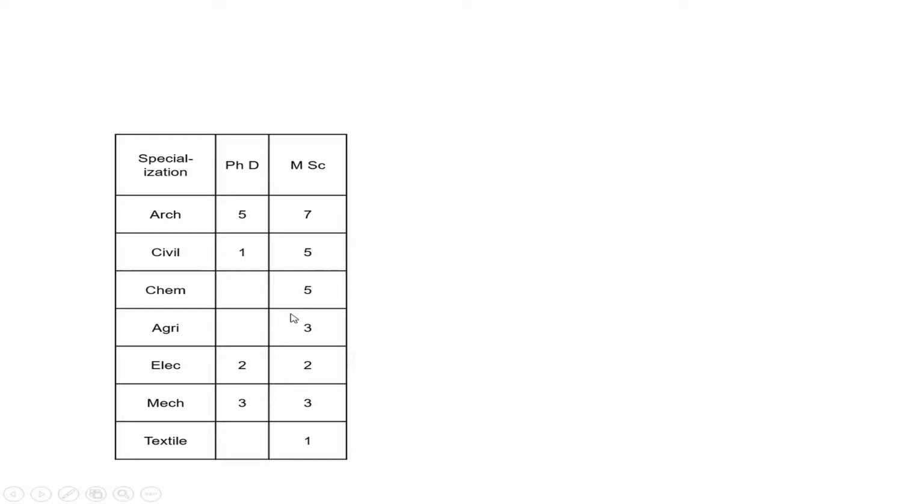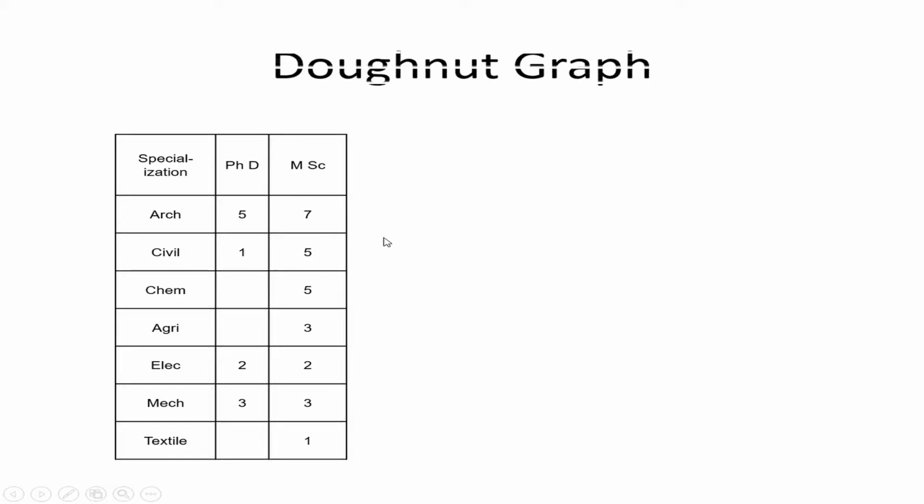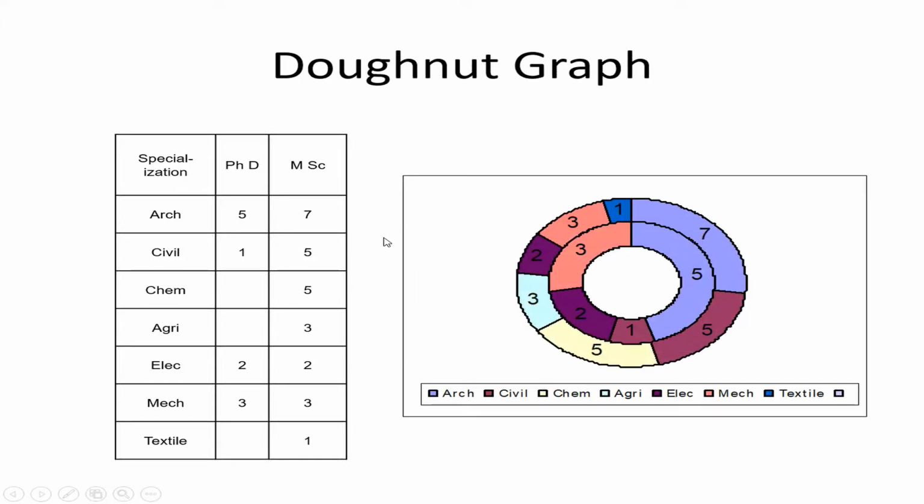These are parts representing a whole. Therefore, I wanted to compare two pie charts. The only way to compare two pie charts is to use a donut graph. You will see here, these are the different disciplines, and you can see very easily that the outer pie chart is the MSc one, and the inner chart is the PhD.